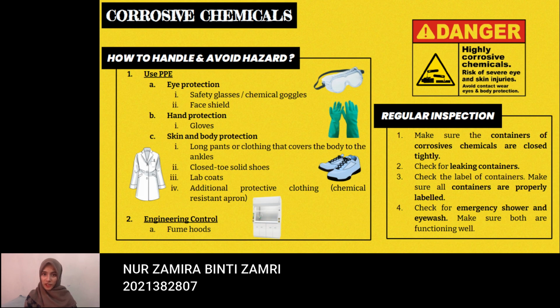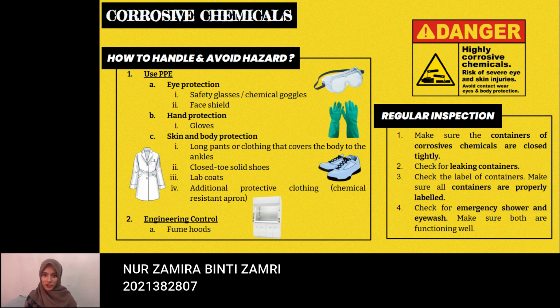Corrosive chemicals are dangerous, right? So, how do we handle these chemicals while avoiding hazards from happening? The solution is using PPE and engineering control. For PPE, which is personal protective equipment, the function of PPE is to avoid chemical spillage directly onto the skin or eyes. First, it is needed to wear safety glasses or chemical goggles when handling corrosive chemicals. Face shield must be worn if needed.